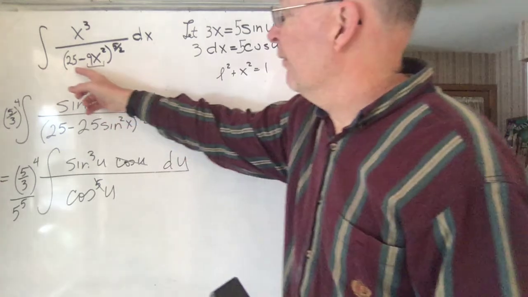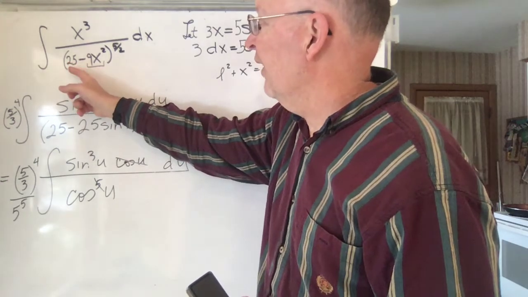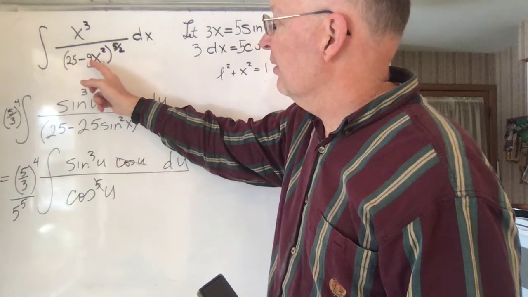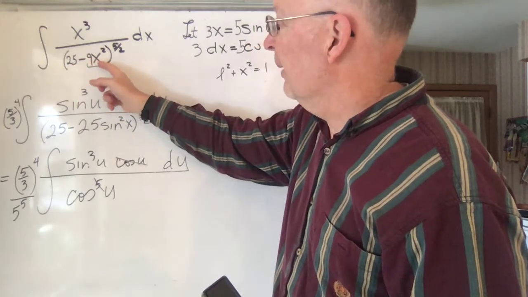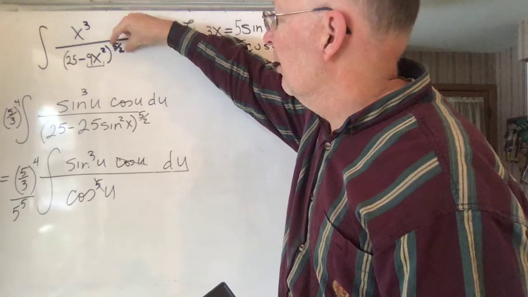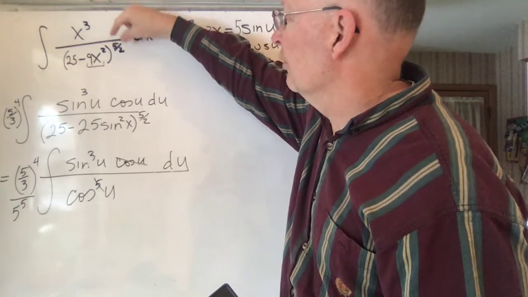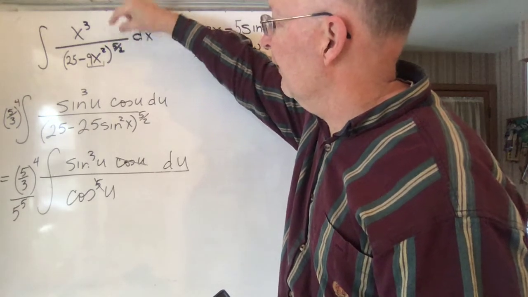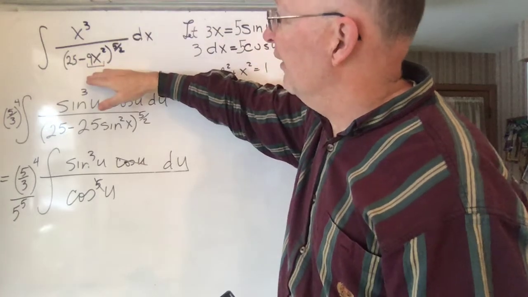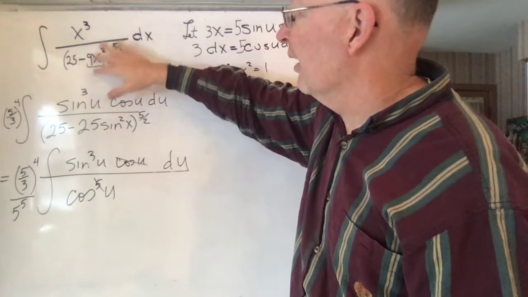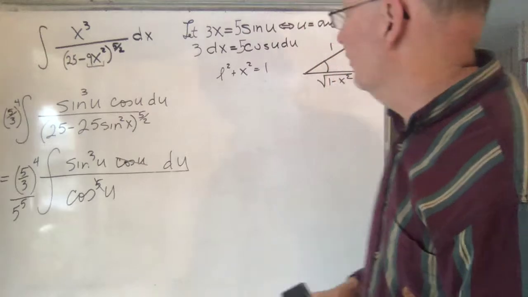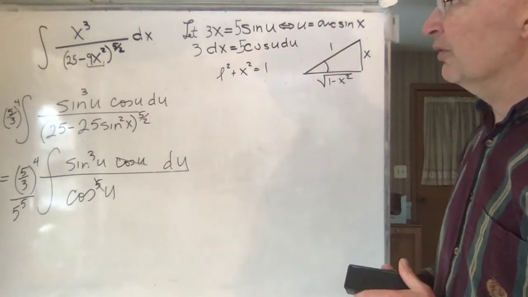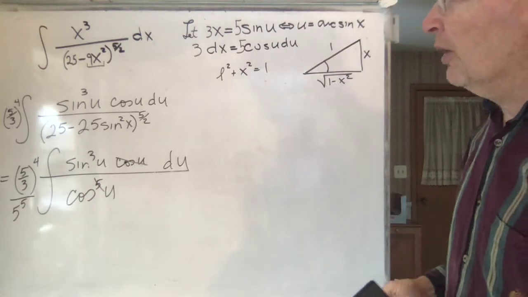Whenever you have something of the form, say 25, some constant minus something times an x squared all to a power, like a square root, or 3 halves, or 5 halves, or whatever. Could be in the denominator, could be in the numerator, doesn't matter. When you see things like this, that's when you end up using a trig substitution. Okay, let's try another one.